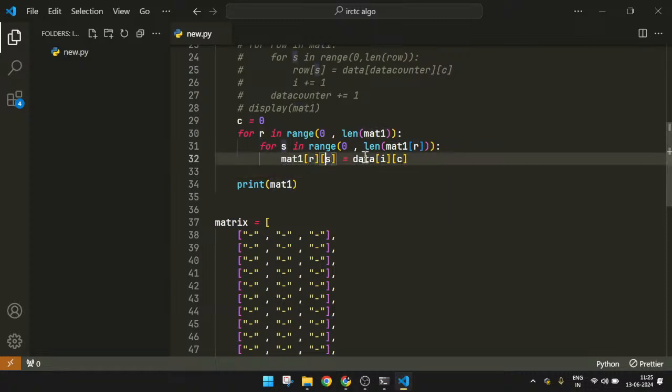Mat of r and s, data of i and c. This is okay. This is correct for filling these things. But how many times do I have to fill this?